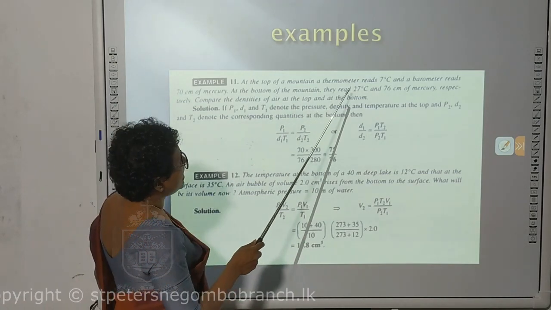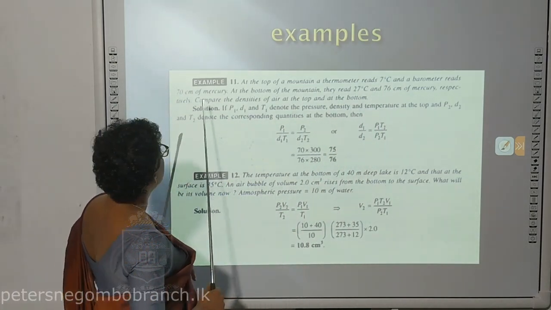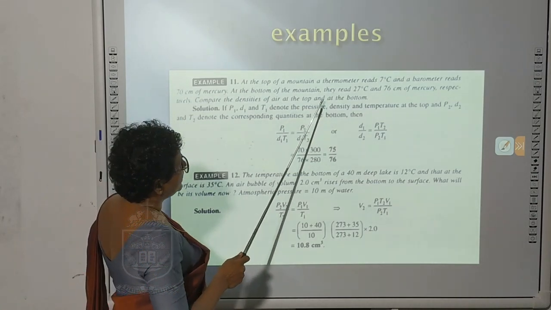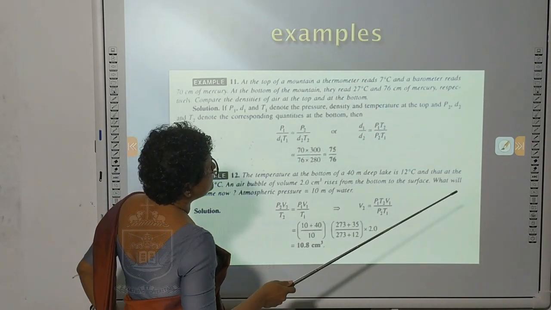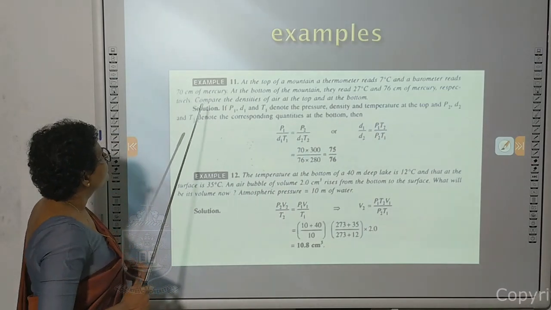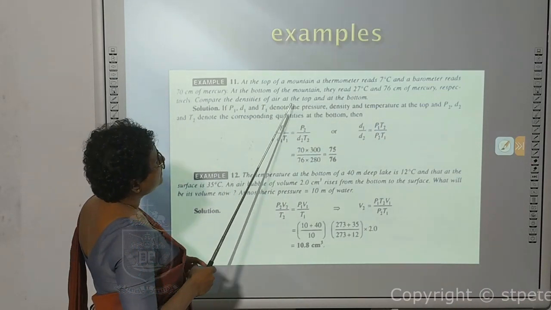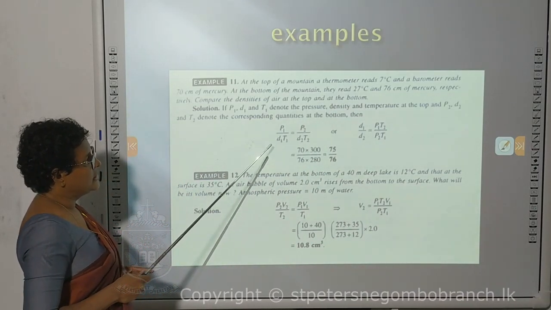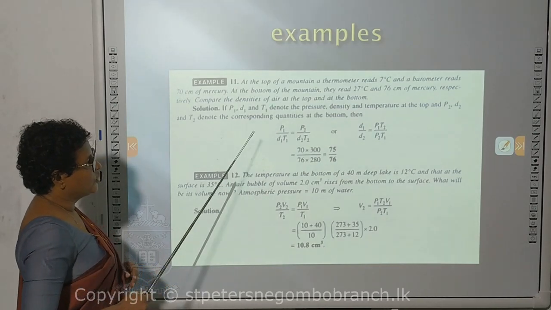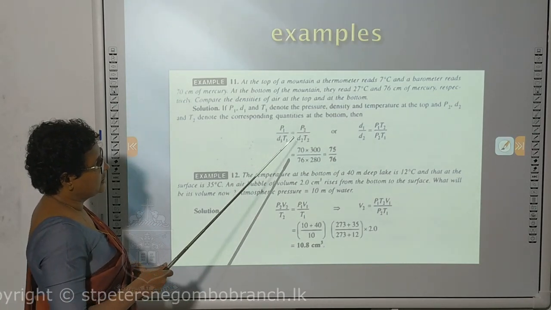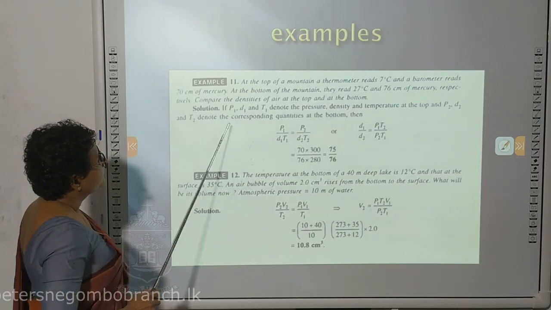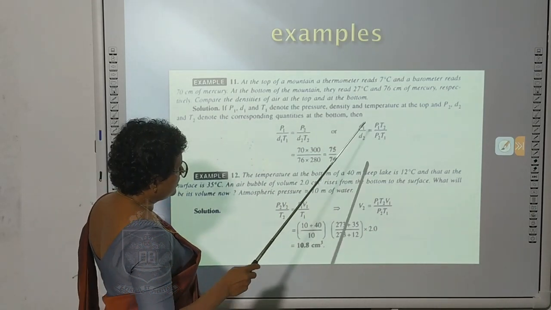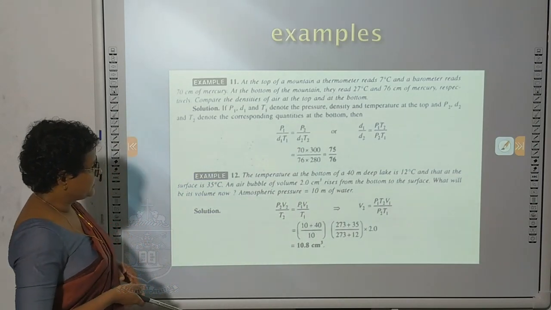At the top of a mountain, a manometer reads 7 degrees Celsius and the barometer reads 70 centimeters of mercury. At the bottom of the mountain, they read 27 degrees and 76 centimeters of mercury respectively. Compare the densities of air at the top and the bottom. Densities, so instead of V, you can take D and M. M is equal for both, therefore M won't come. P1 over D1T1 equals P2 over D2T2, right? Then apply the given values and you will be able to get the ratio like this.